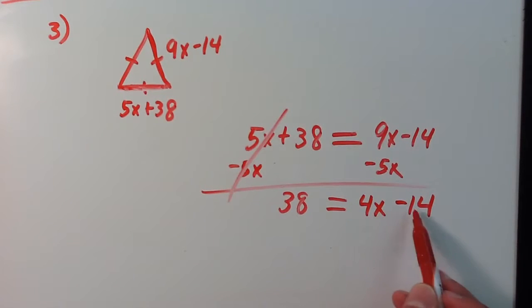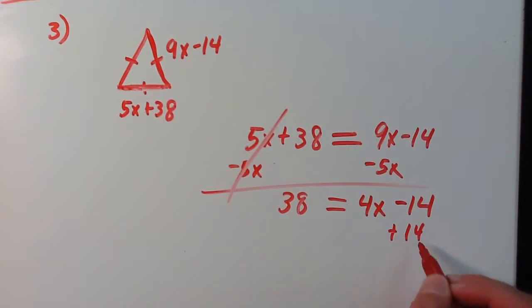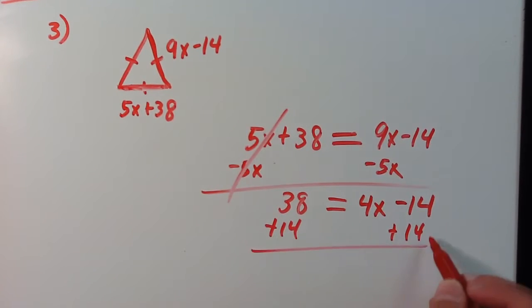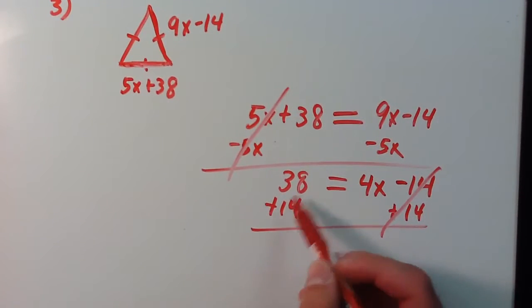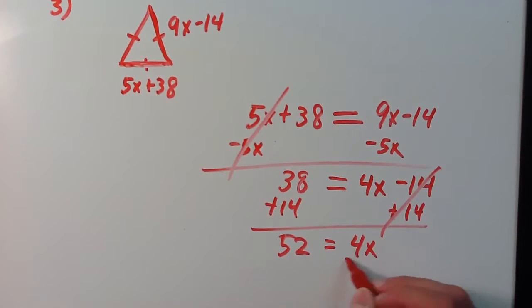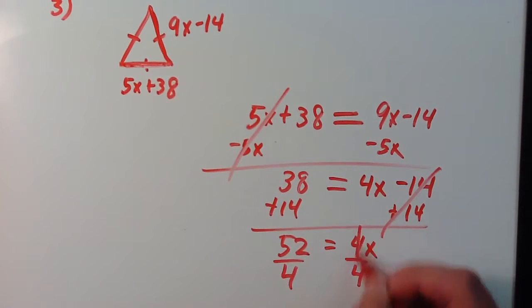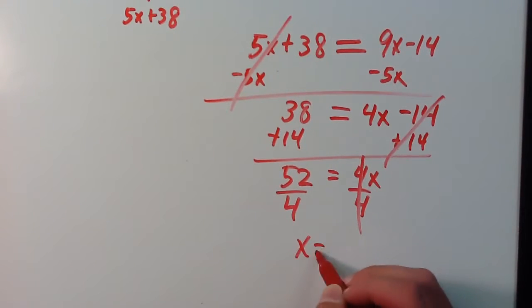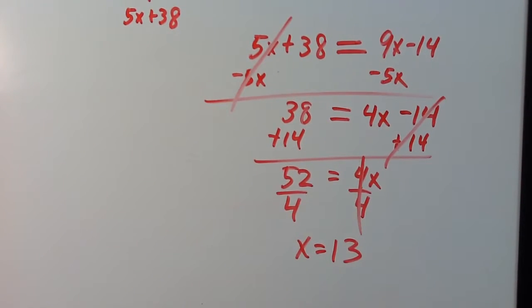Variable's on the right side, so get this number on the other side. I have to undo the subtraction by addition, so I add 14 to both sides so that those cancel. 38 plus 14 is 52, and that is equal to 4x. Solve for x by dividing by 4. Okay, so x is equal to 52 divided by 4, which is 13.